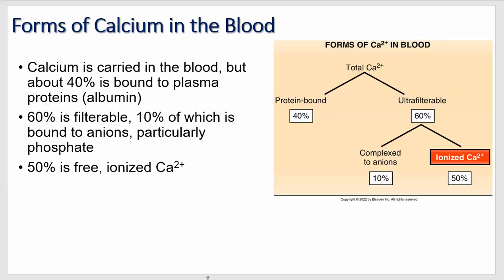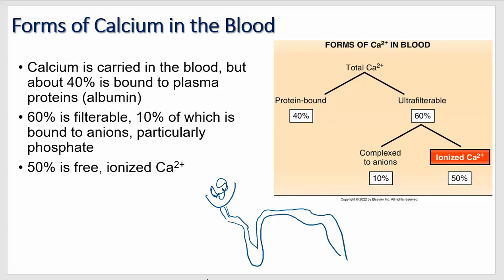Okay, so how's calcium carried in the blood? Calcium is carried in the blood, but about 40% is actually bound to plasma proteins like albumin. 60% is filterable, and when we say filterable, we mean filterable in the nephron, in the tubules. So it can move through the glomerulus here. So about 60% of calcium can move through.